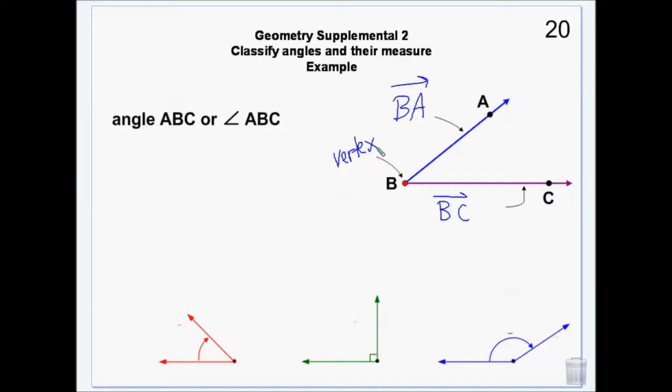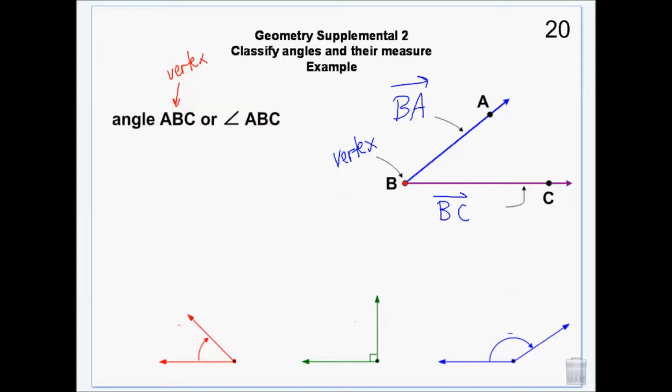Now this angle can have more than one name. We call it angle ABC. It's really important what order you put the letters in. The center letter is always going to be the vertex. Because if I called this angle BAC, it would be an angle that went like that. Because A would have to be the vertex. So just be really careful. Your middle letter is always your vertex.